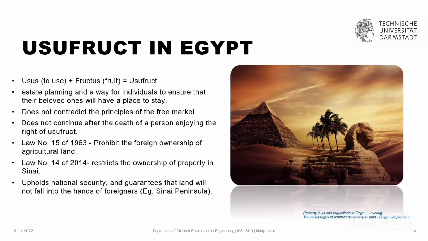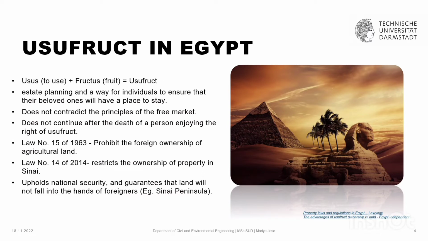The usufruct system may vary from one country to another, but it is a common tool for estate planning and a way for individuals to ensure that their spouses or children will have a place to stay and take care of themselves after their passing. And the usufruct system doesn't continue after the death of the person enjoying the right of usufruct.